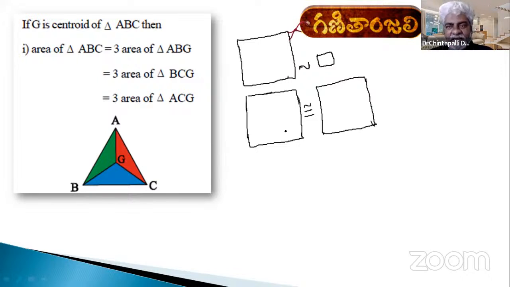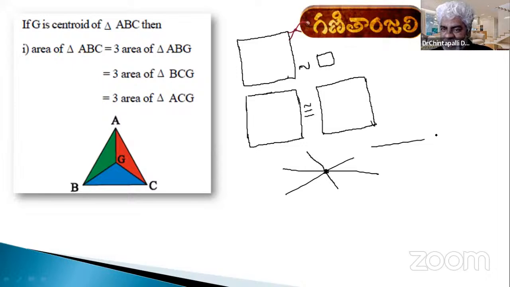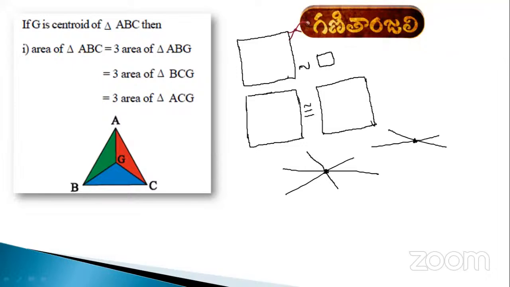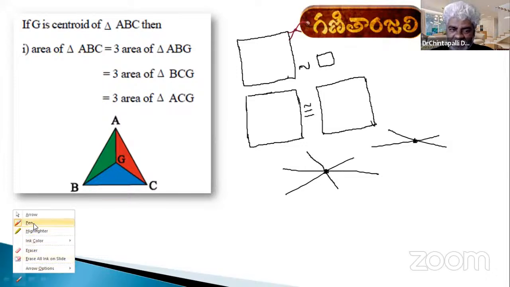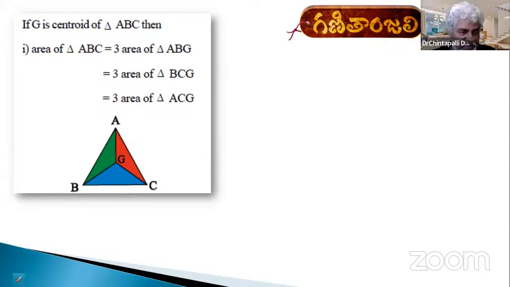Now, concurrence is a different word. If more than two lines meet at a point, then these lines are called concurrent lines. This point is called point of concurrence. If two lines meet at a point, that point is called point of intersection, right? Now, centroid is the point of concurrence of medians. That is called centroid. See, it's a very interesting and very useful formula.